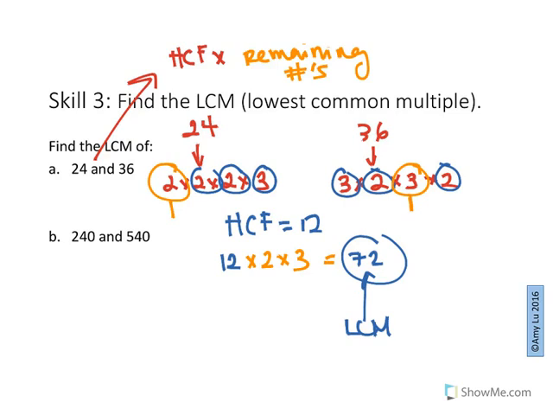And to prove it, you can write out a long sequence of 24, 48, and so forth. In the end, the number that they have in common in that long sequence will be 72. So at this time, pause and do the same thing with B.